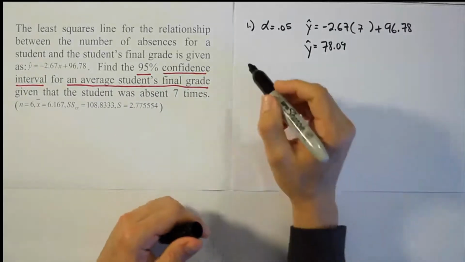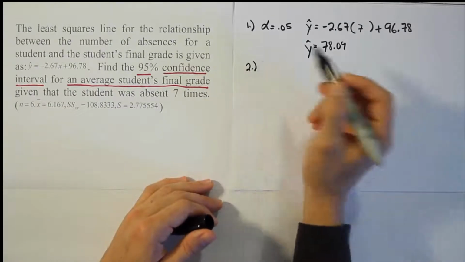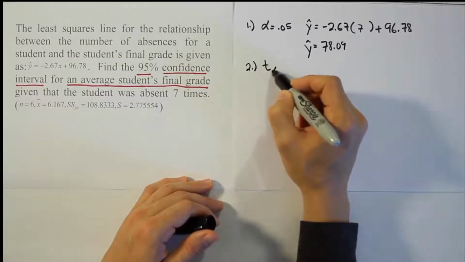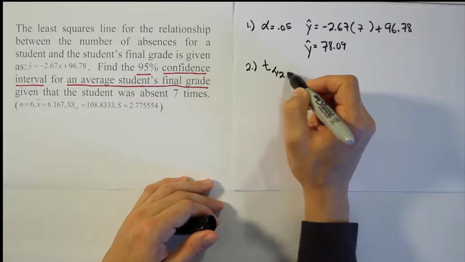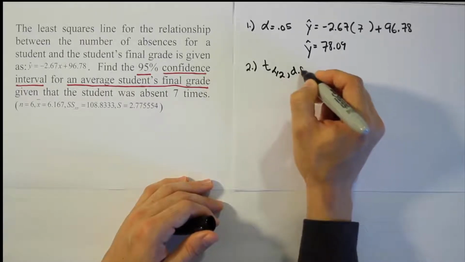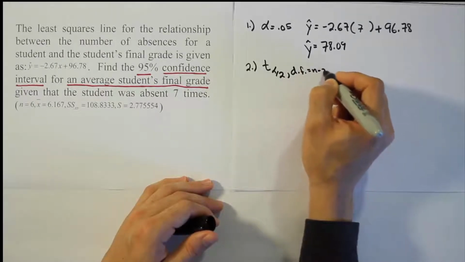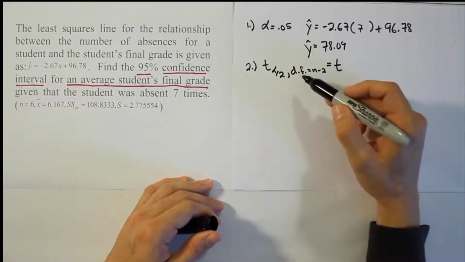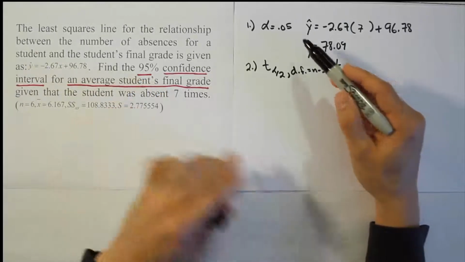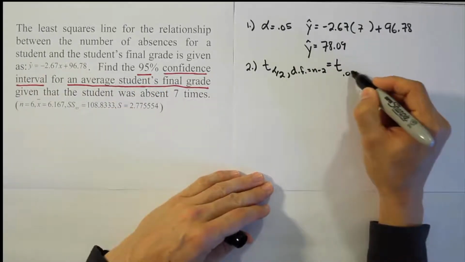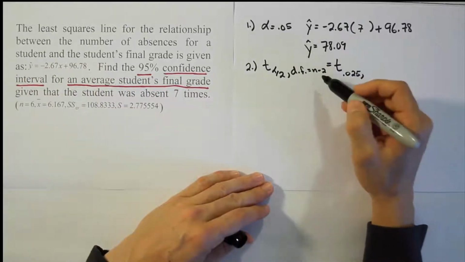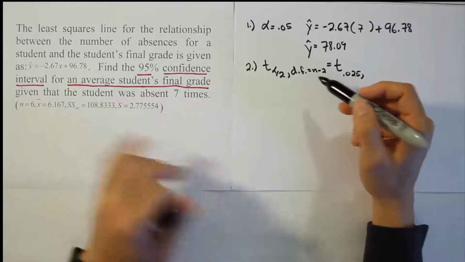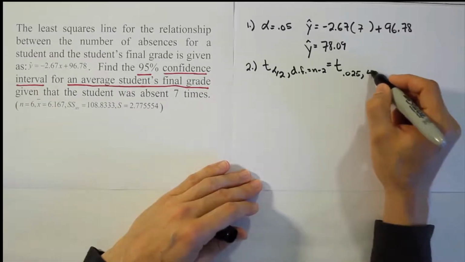Now our step 2 is going to be to get a table value. We're going to need to get the t alpha divided by 2 value with degrees of freedom n minus 2. So that's going to be, in our case, t alpha divided by 2. In our case, alpha is 5%, right? So half of that is 0.025. And then degrees of freedom here, well, our n is 6. So if we take away 2 from that, we're going to have 4.